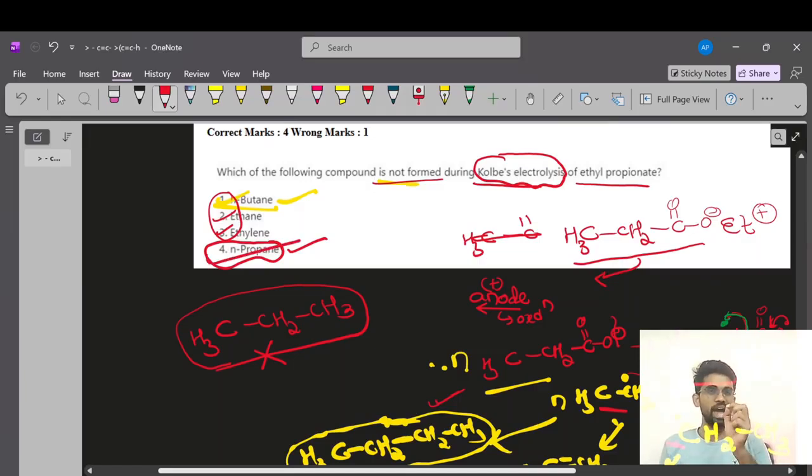See guys, I am trying to add tricks wherever it is possible, but actually concepts are very important. Okay, I am discussing concepts, then I am discussing tricks.